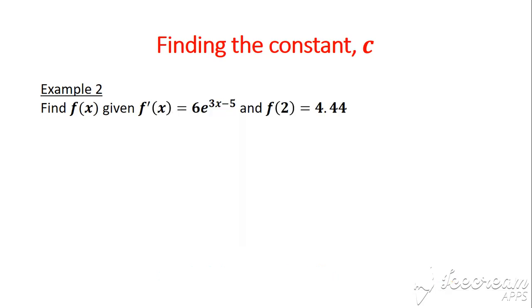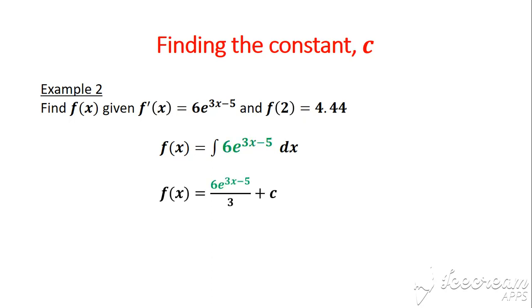All right, example 2. Find f(x), which is just our y function, given f dash of x is equal to 6 times e to the power of 3x minus 5, and you're also given f bracket 2 is equal to 4.44. Well, it's exactly the same as the last example. We're just using the f(x) notation, not the y notation. So the function f of x is equal to the integral of 6 times e to the power of 3x minus 5 with respect to x.